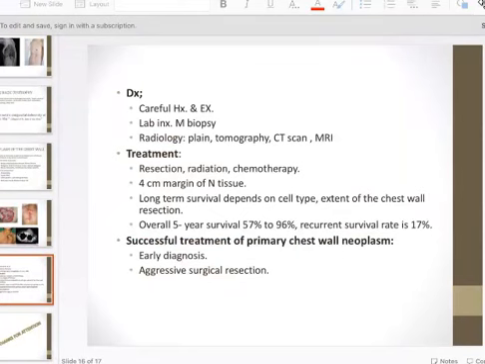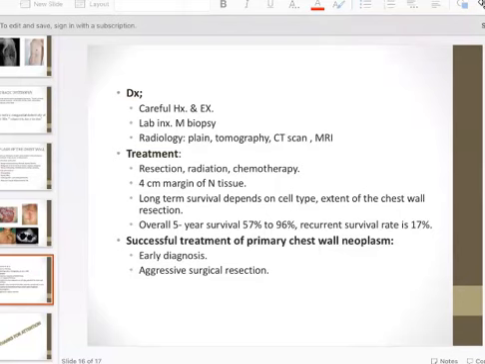You should diagnose carefully by history, examination and lab investigation. You should do this routinely in all, and you should take a biopsy, with radiology, plain tomography, CT scan or MRI, or even a contrast angiogram to see the blood supply and how we can deal with this defect. The treatment should be resection, with radiotherapy and chemotherapy followed by surgery. At least you should cut a 4 centimeter margin of the normal tissue surrounding the tumor.